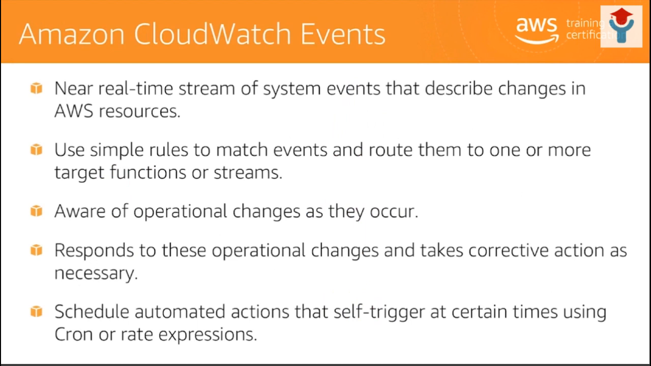CloudWatch events are your near real-time stream of system events that describe changes within your AWS resources. It uses simple rules to match events and then route them to one or more target functions or streams. It can be aware of operational changes as they occur. It can also respond to operational changes and take corrective action as necessary. Additionally, you can also schedule automated actions that self-trigger at certain times using a cron job or rate expressions.